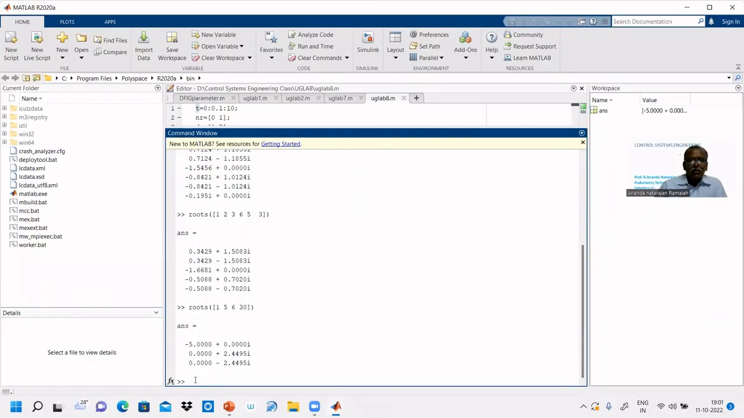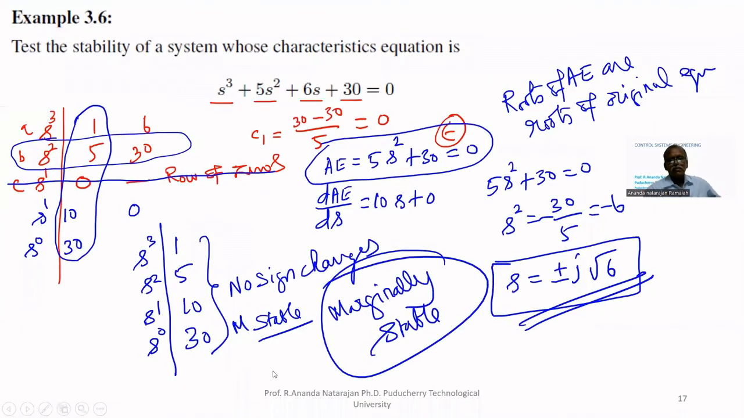Two poles on the j omega axis, plus or minus 2.4j. The real part is 0, only the imaginary part. That's why it is on the j omega axis. What we found in Routh-Hurwitz is correct. Two poles on the j omega axis. Therefore, it is marginally stable.